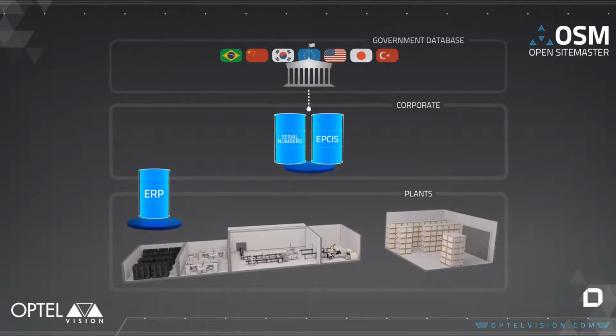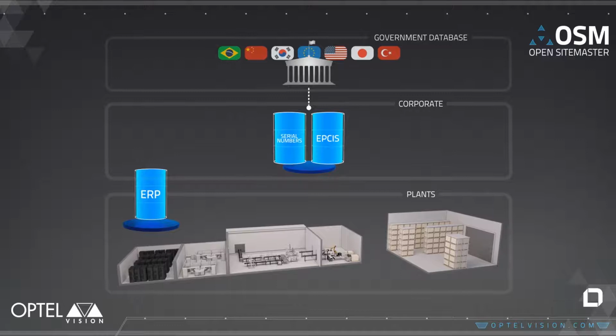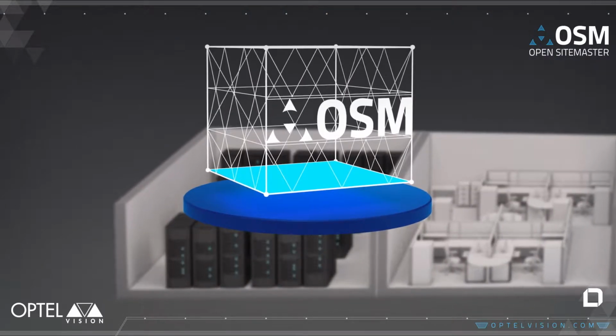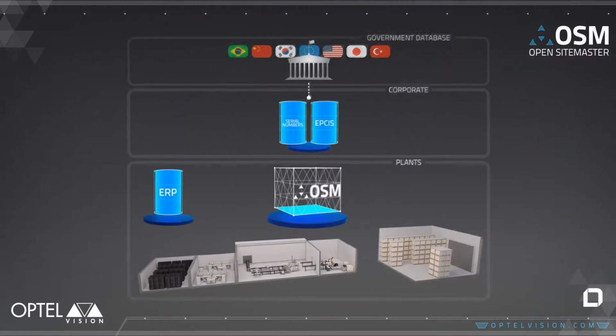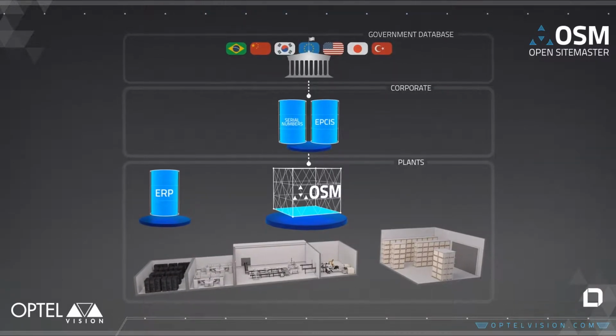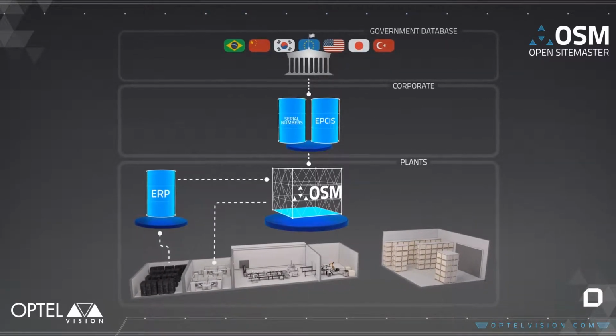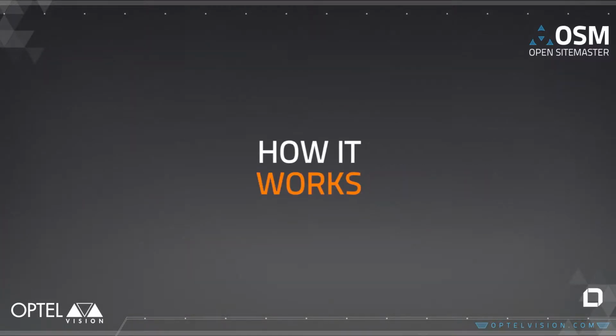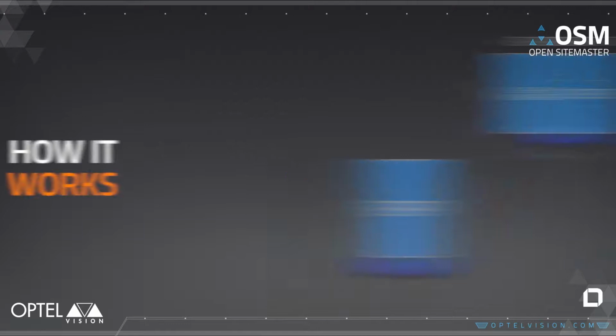A powerful software solution at the plant level, able to connect all these components together. Introducing Open Site Master, a new kind of site server that connects the corporate layer, the ERP, the people, and the equipment from the packaging lines up to the warehouse. Here's how it works.